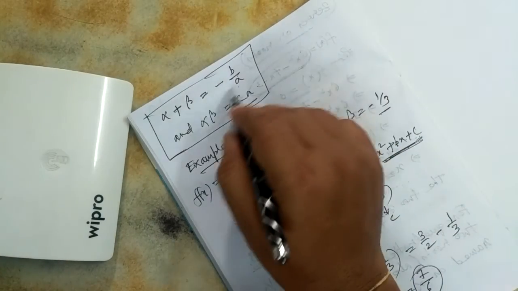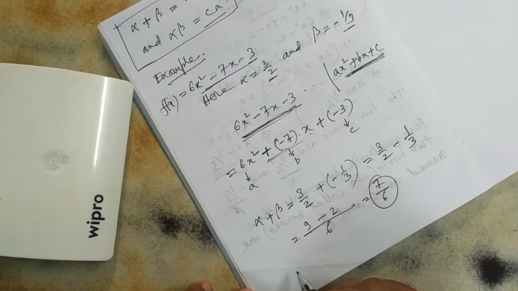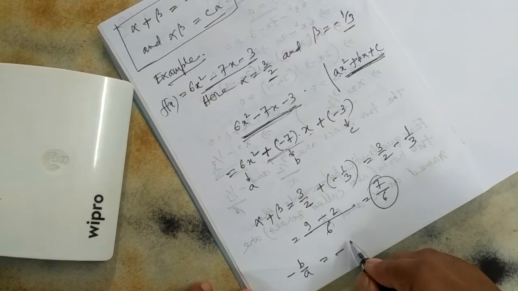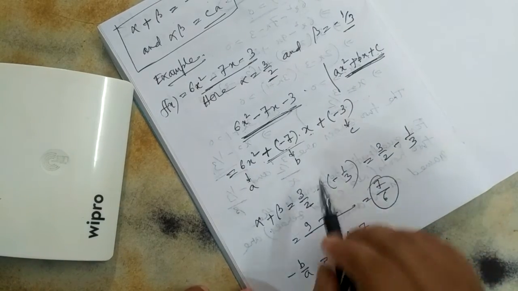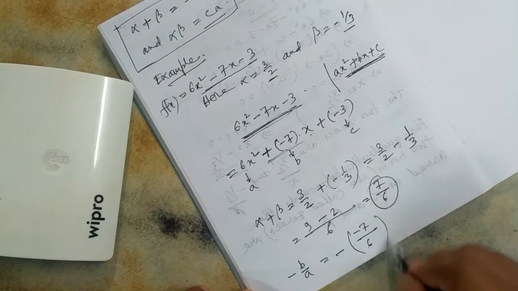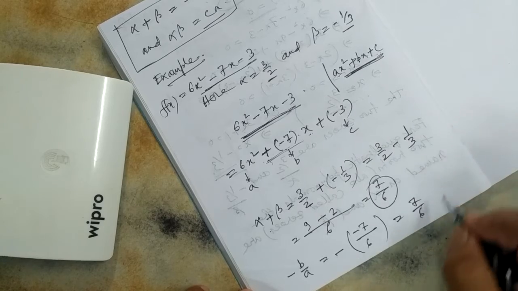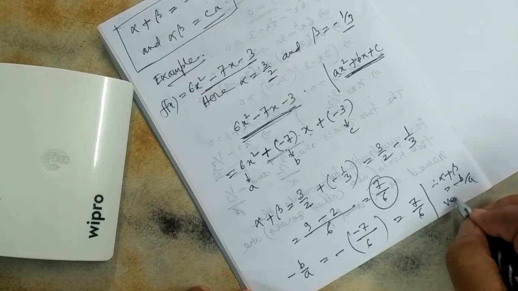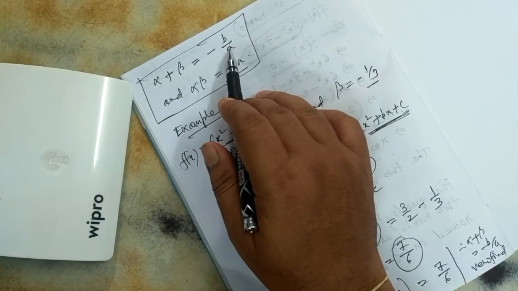Alpha plus beta should be equal to minus b by a. So let us find out minus b by a. Minus of b by a equals minus of b, and b is how much? B is minus 7. So minus 7 by a, which is 6. Minus into minus means plus, so it is 7 by 6. Therefore, we can get alpha plus beta equals minus b by a. It is verified, which means it is true, and it will be true always. Alpha plus beta is always equal to minus b by a.